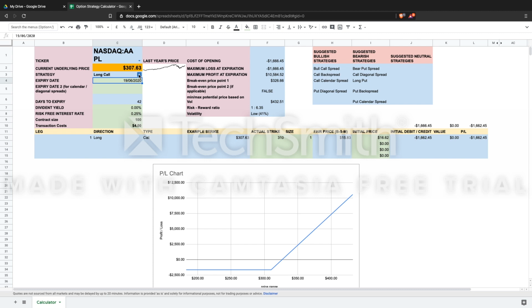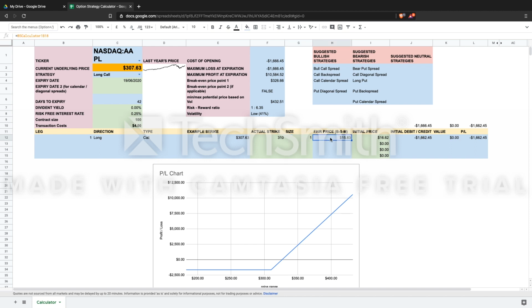So whenever you select an option, these fields that you're seeing here, the leg, the direction, the type of option that we're buying, and an example of strike price will populate automatically. So in this case, we're buying a long call, and we select a strike price of $310, and we buy one contract, one option.